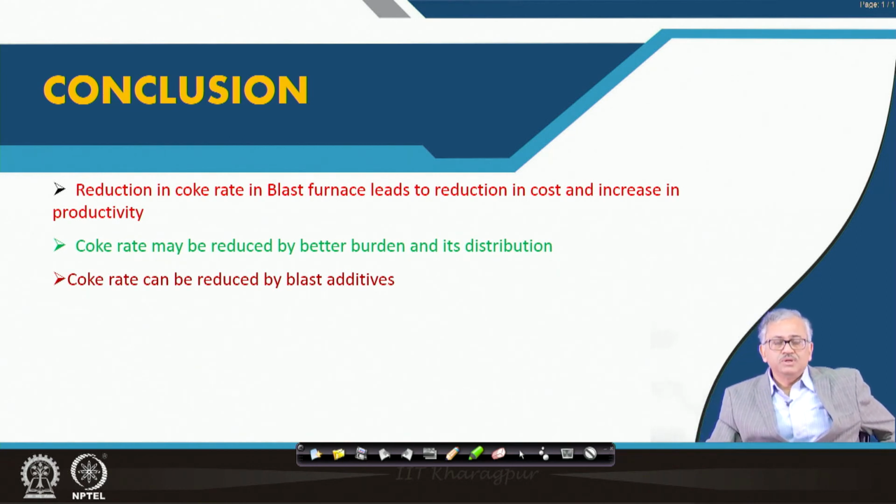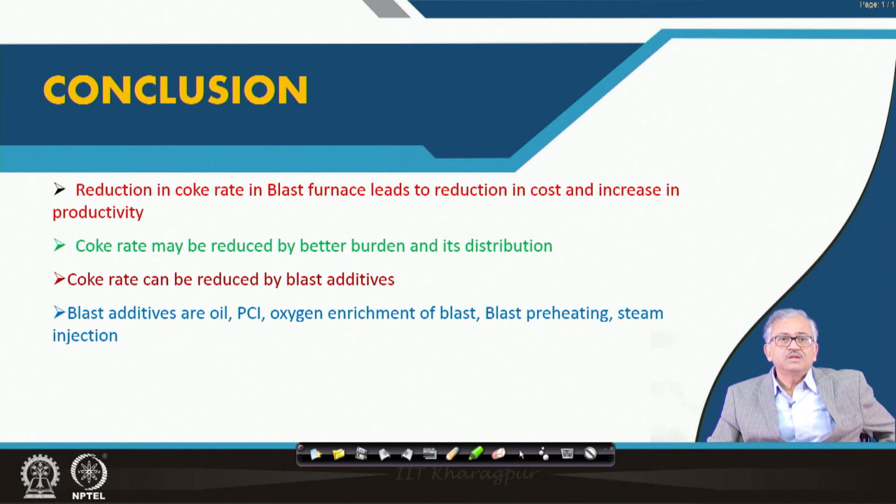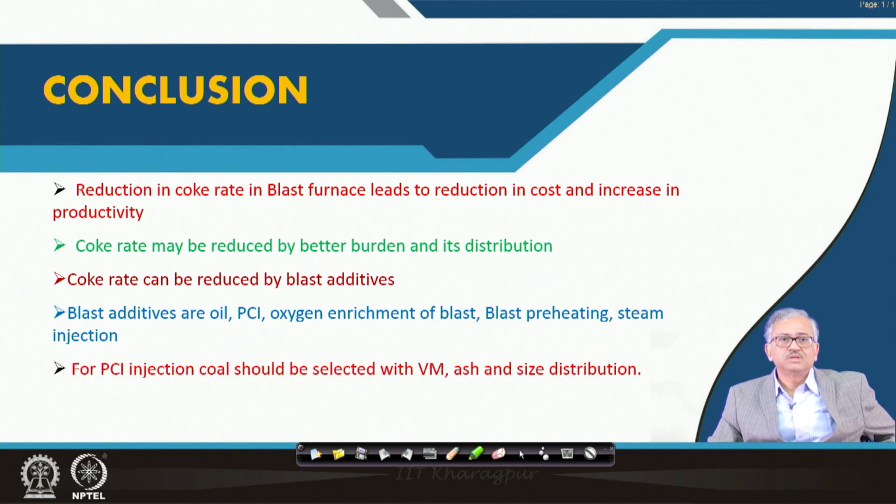And the coke rate can be reduced by blast additives like oil, PCI, and steam injection, which will come later on. Blast preheating and oxygen enrichment are basically used to supplement this process. So all these blast additives are used along with oxygen enrichment.